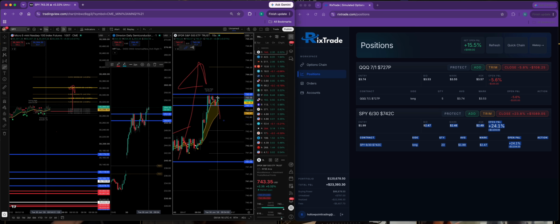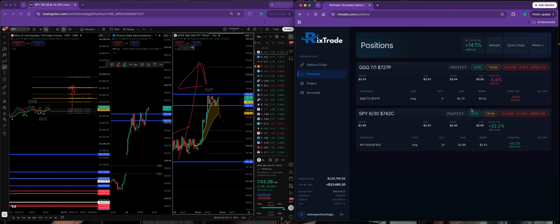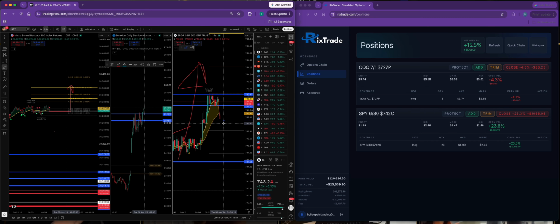You do have a bull flag here in SPY. Again, these are just a hedge. This is just a bit of protection here in case of what? All right, we go down a little bit, because that's just being a little bit responsible.